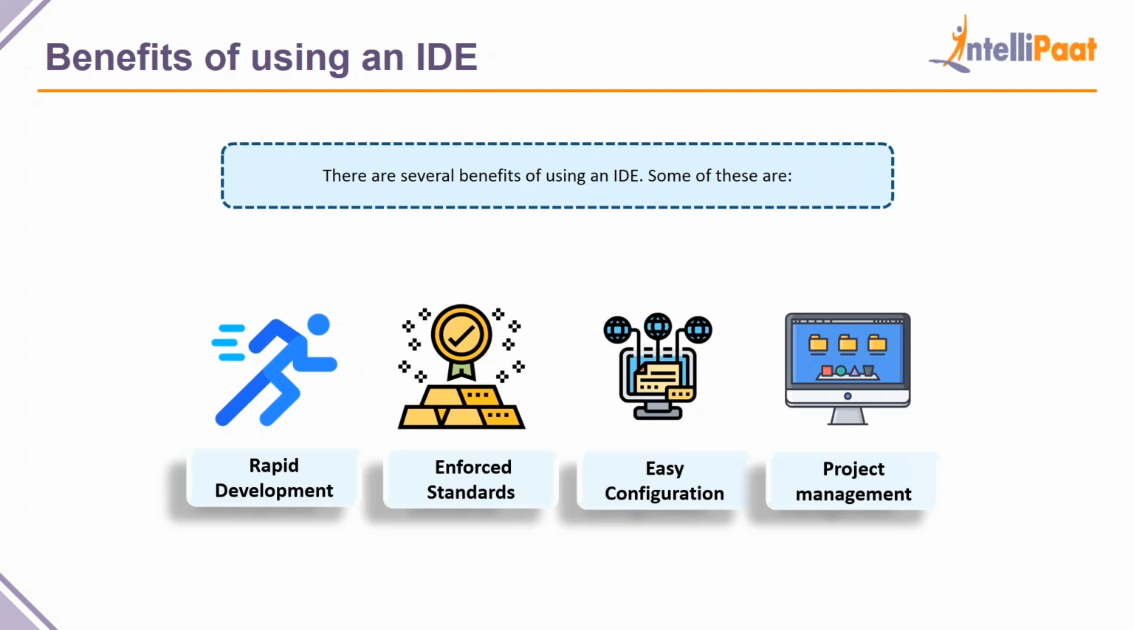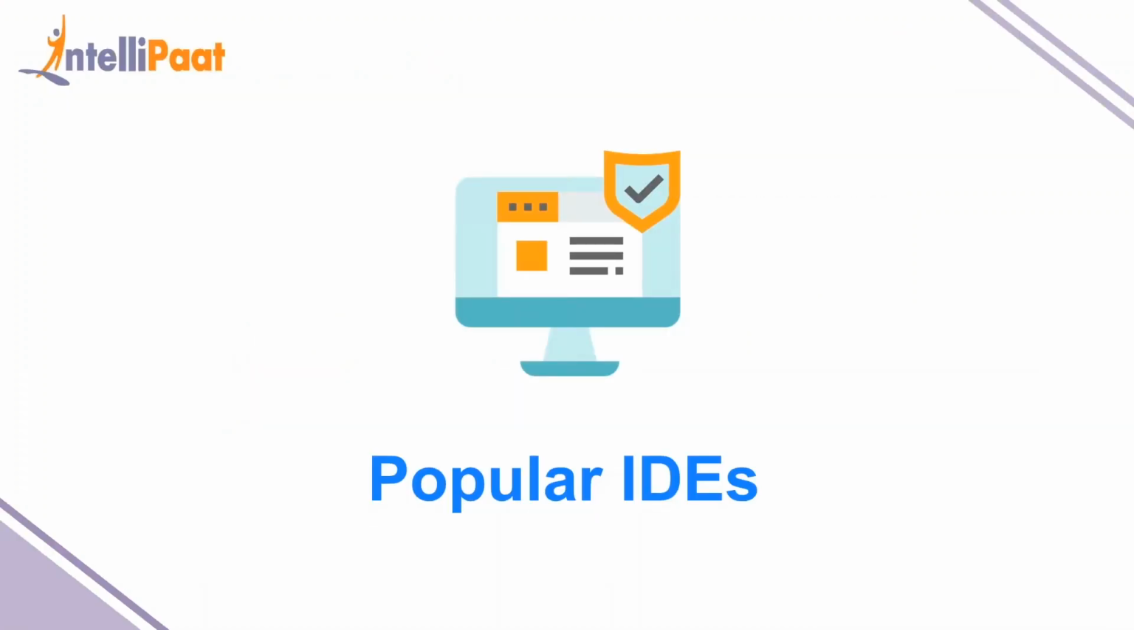Another thing that comes under project management is version control systems. So things like Git, GitHub, Subversion, Mercurial, all of these things also come under project management, and many IDEs, including PyCharm, have really good support for using Git and Subversion and Mercurial and other kinds of version control systems. Let's take a look at some of the most popular IDEs.